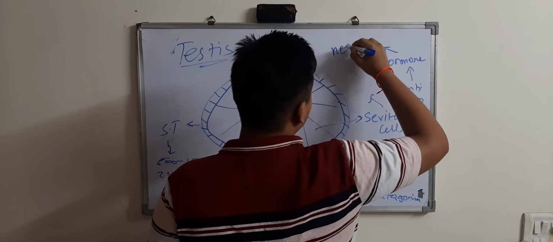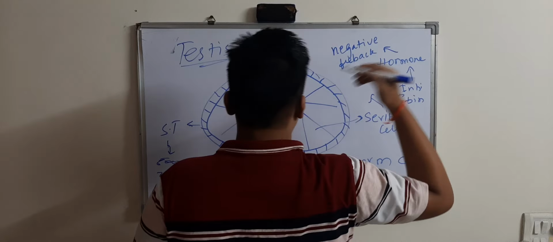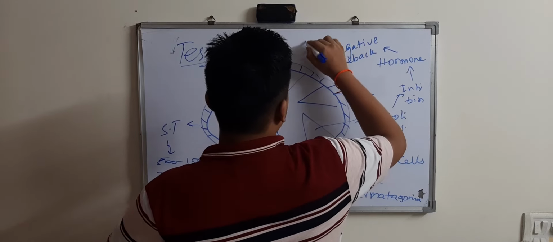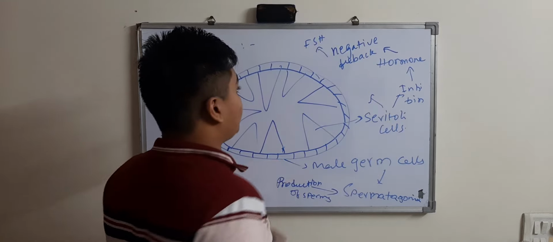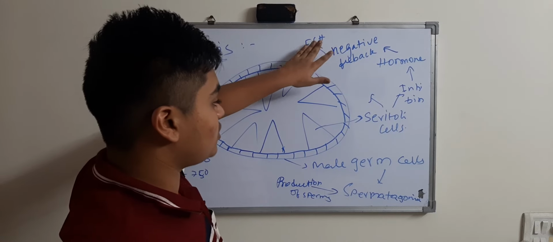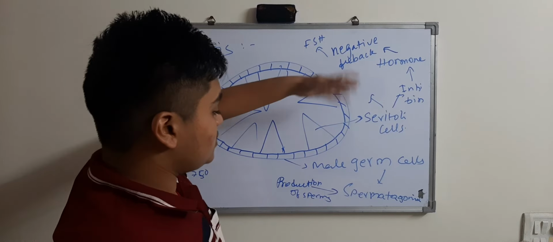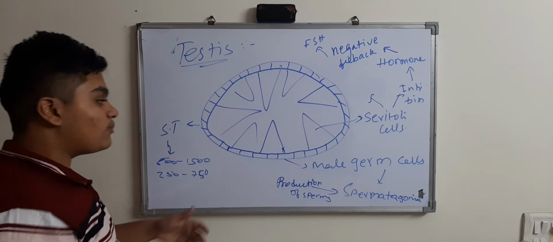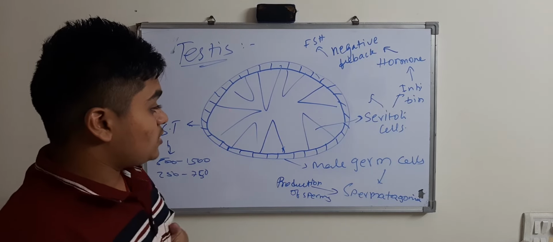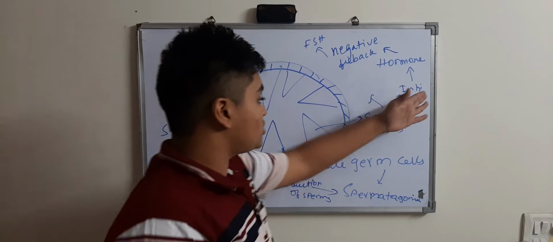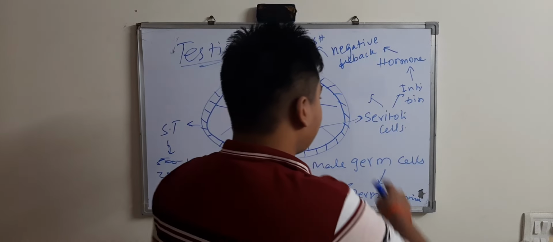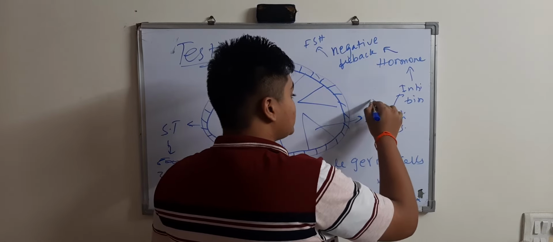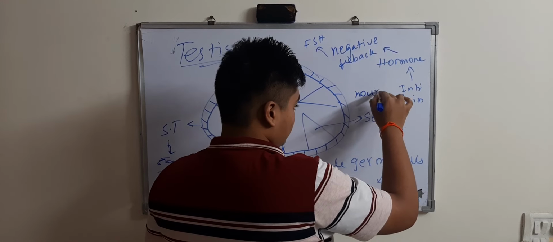I got this negative feedback mechanism into my brain, but I haven't got its function. It is a negative feedback mechanism for follicle stimulating hormone, which helps in the stimulation of these spermatogonia in order to produce more and more cells, sperms. So this is one function, secretion of inhibin, and the second function of these Sertoli cells is nourishment.